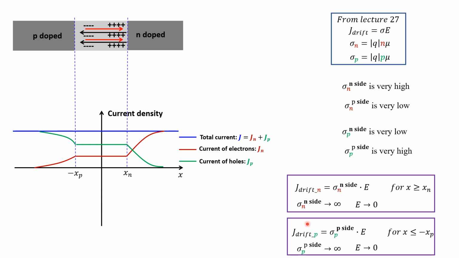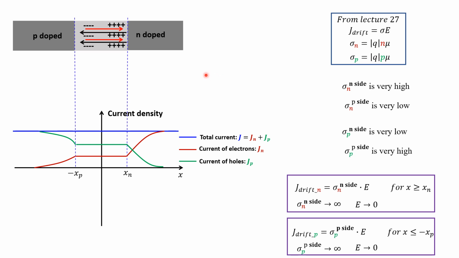Now we can follow a similar line of reasoning for the p side, but considering the drift current of holes. So in this case we have the conductivity of holes is very high, which means that the electric field is sufficiently low so that we can dismiss it. So notice that the statement that the electric field outside the depletion region is sufficiently low so that we can dismiss it is a practical statement.